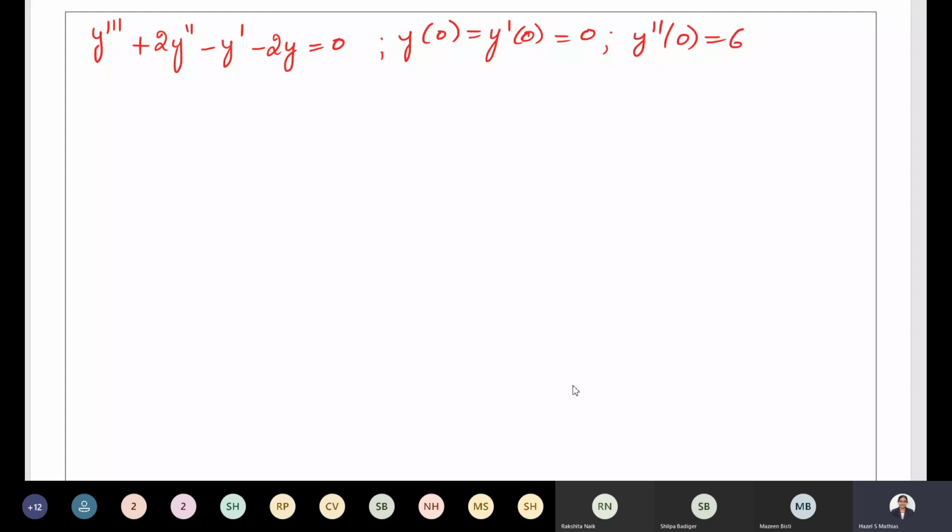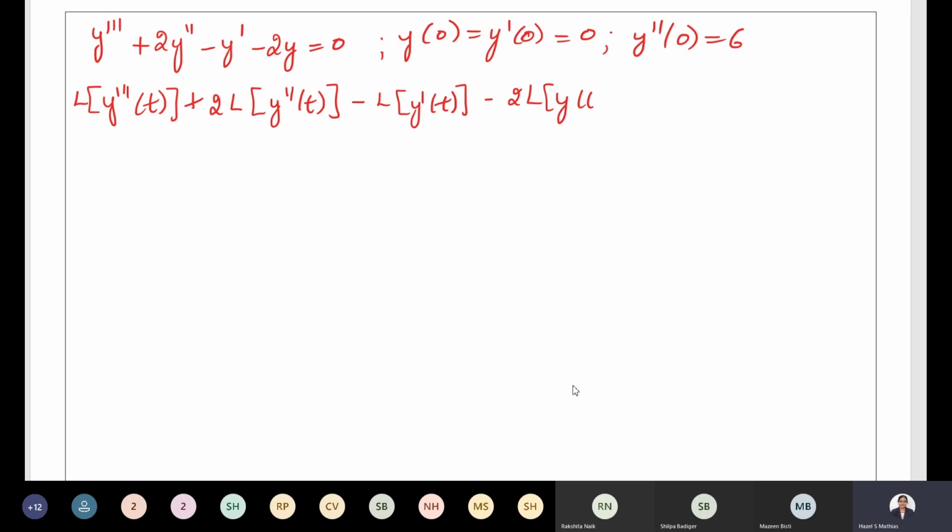First take Laplace transform of each of the terms. So Laplace transform of y triple dash of t plus 2 times Laplace transform of y double dash of t, then minus Laplace transform of y dash of t, minus 2 into Laplace transform of y of t, is equal to Laplace transform of 0. Remember that Laplace transform of 0 is 0.